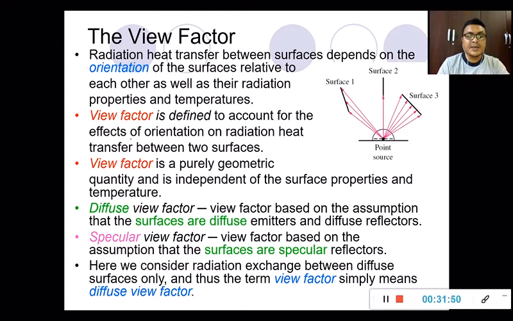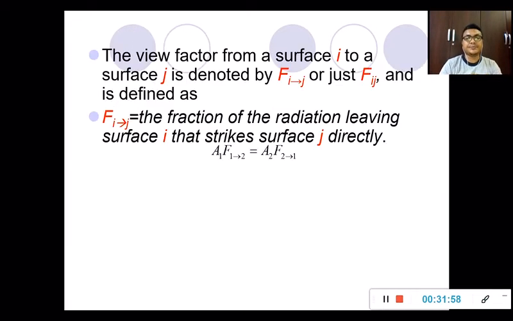Here we consider radiation exchange between diffuse surfaces only, and thus the term view factor simply means diffuse view factor. The view factor of a surface I to a surface J is denoted by F I to J, or Fij, and is defined as: Fij is the fraction of radiation leaving surface I that strikes surface J directly.